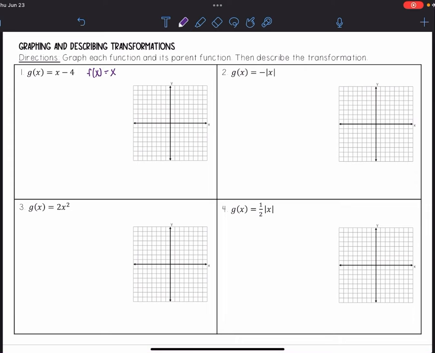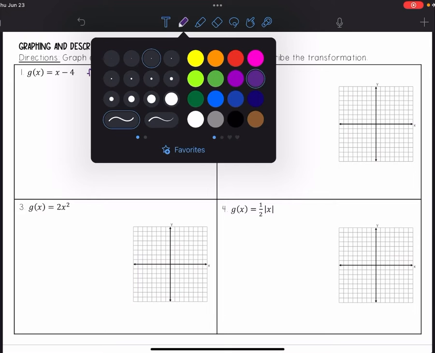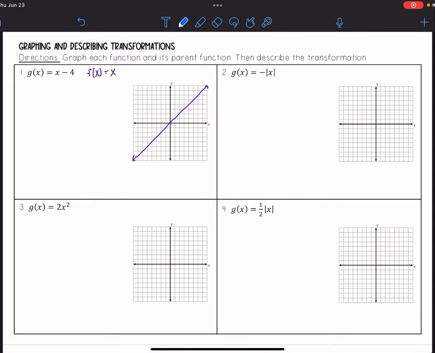So I want to graph both the parent function and the function given here. So the parent function, x, I'm just starting at the origin, and I have a slope of 1, so I go up 1 over 1. And then I'm going to graph my g function. So here I see my slope is still 1, so I have m equals 1. My y-intercept is negative 4, so my b is equal to negative 4.